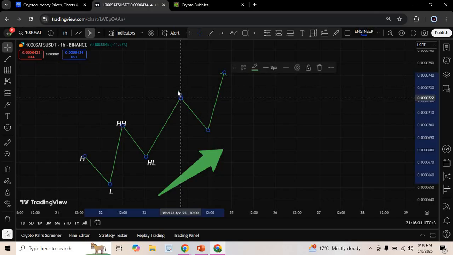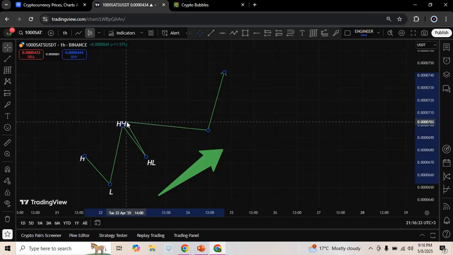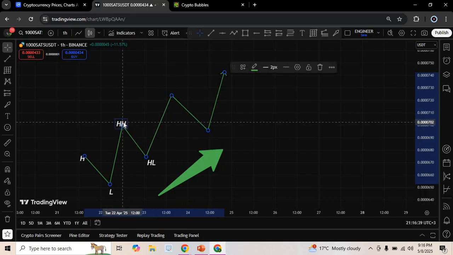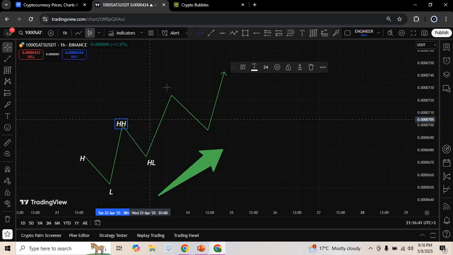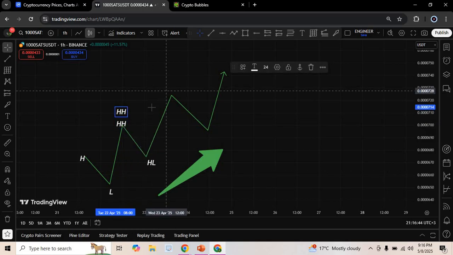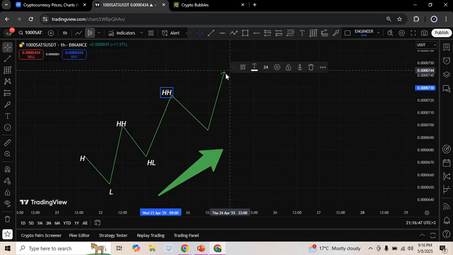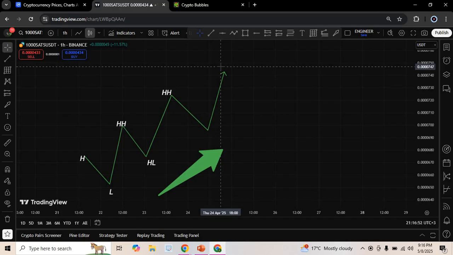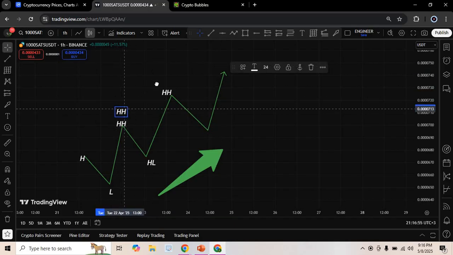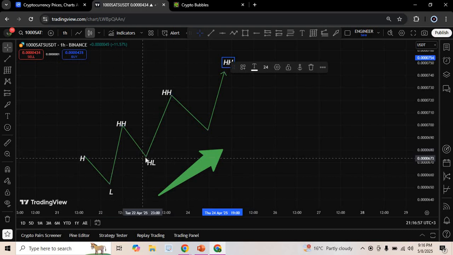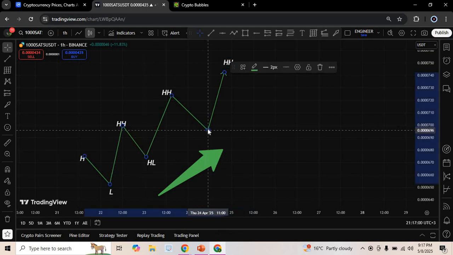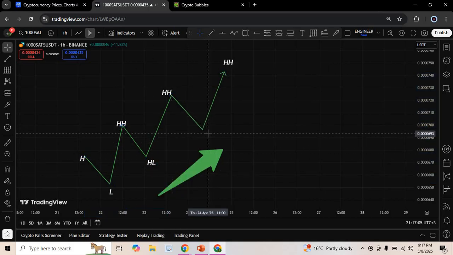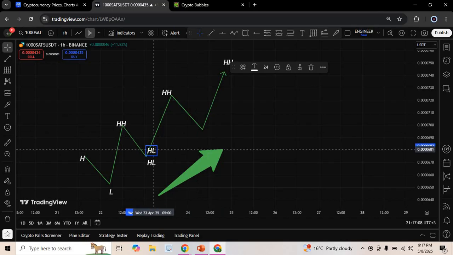This is the same. It is a high, yes, but it is higher than this previous high. So it qualifies being called a higher high. Let me see if we can just copy this. Copy and paste. So it is a higher high. Also the same thing, this is a high, but higher than this previous high. So it qualifies being called a higher high, like that. Then this is a low right here, but it is higher than this previous low. So it qualifies being called a higher low, like that.